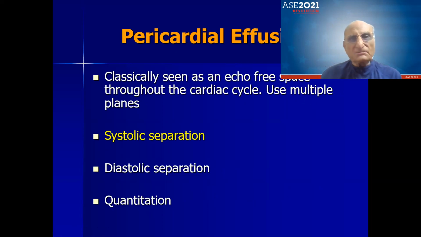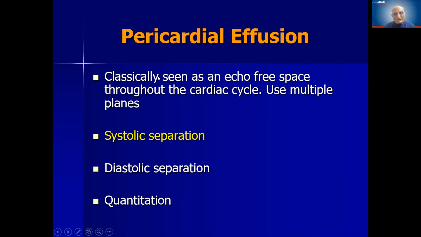Now coming to pericardial effusion, which is the most important thing, it is classically seen as an echo-free space throughout the cardiac cycle. Always use multiple scan planes, including the subcostal, which can give you more information. Sometimes you may see a systolic separation. For example, we'll show you. And then the most important is a diastolic separation and quantitation.